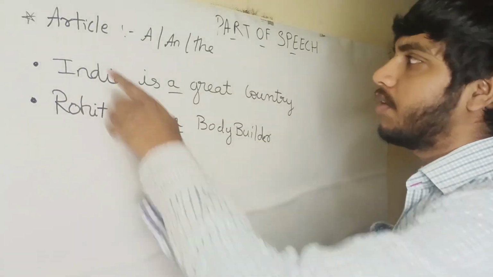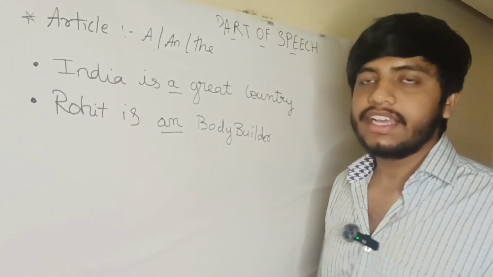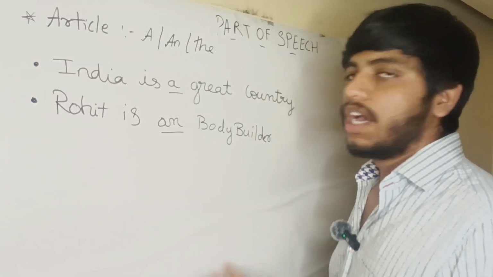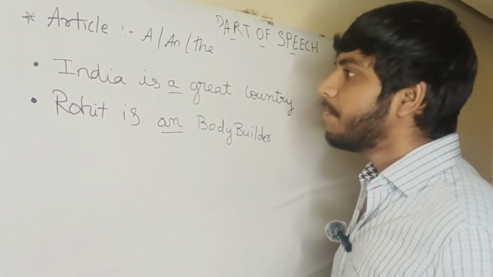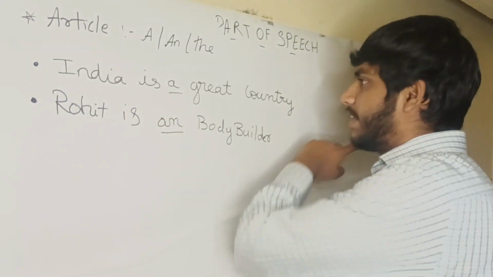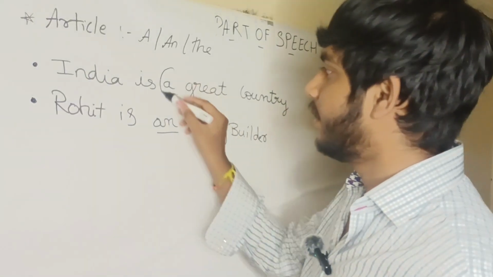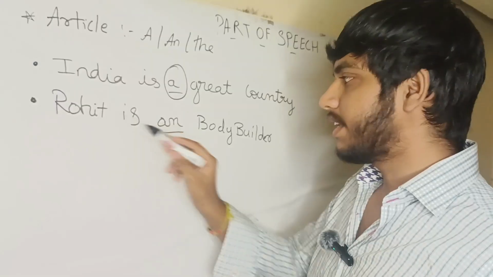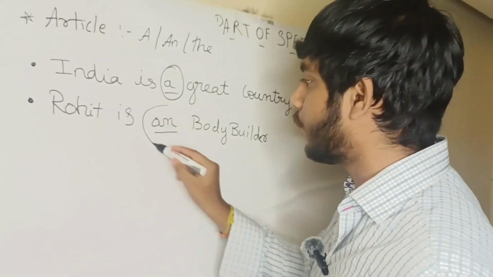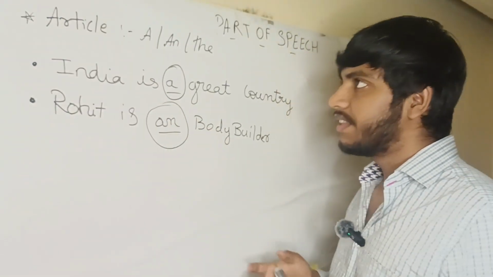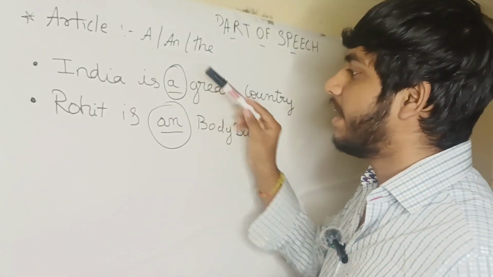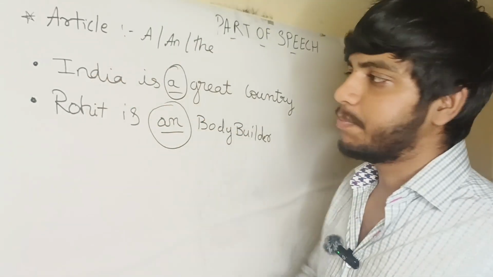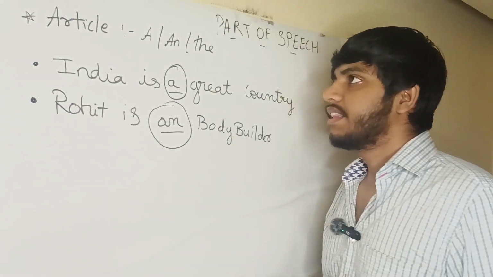Understand, the last part of speech is article. In article, a, an, the. These are the words which are included in a sentence. Let us understand with an example. India is a great country. India is a great country, where a is known as an article. Rohit is an bodybuilder. So this is an article. In any sentence, if you see a, an and the, it is known as an article, which is the eighth part of speech. So here, till this are the parts of speech.